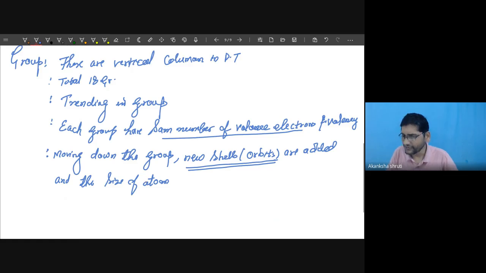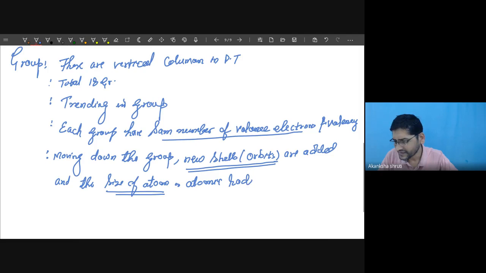The size of an atom, how can we give the size of a football and a tennis ball in terms of their radius? Based on the radius it is given. So whether the size of an atom or atomic radii increases or decreases, it increases. It is very important. In a group, the atomic radii increase while moving down the group.